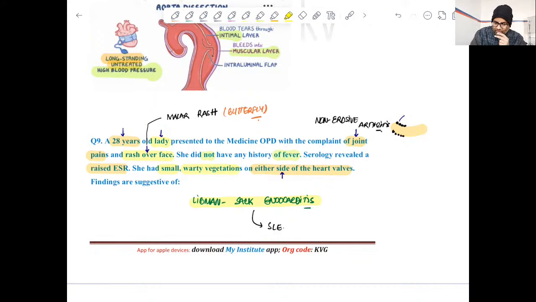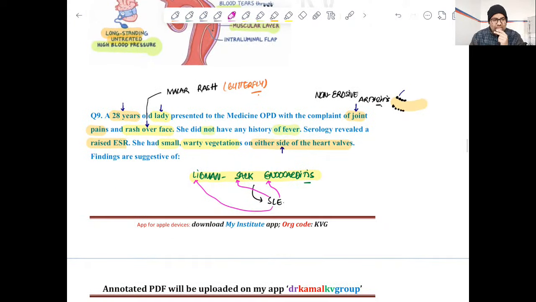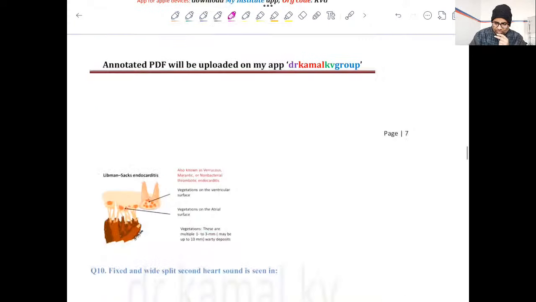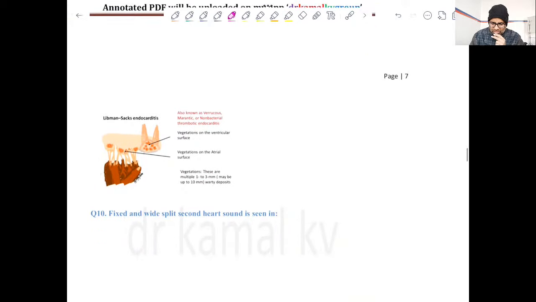So here you can take S here, then you can take L here and E here. So this is how you can correlate, right? So this is Libman-Sacks endocarditis for SLE. Fine. So here you can see the vegetations.